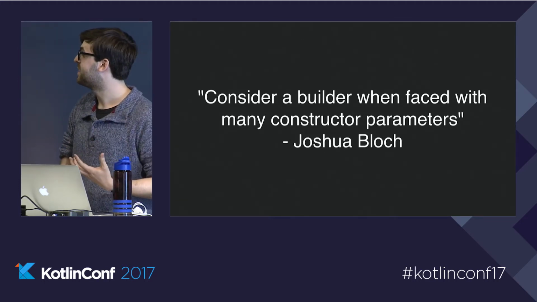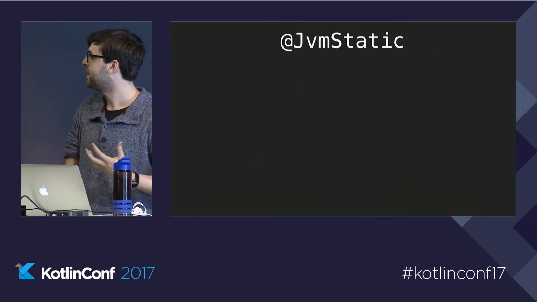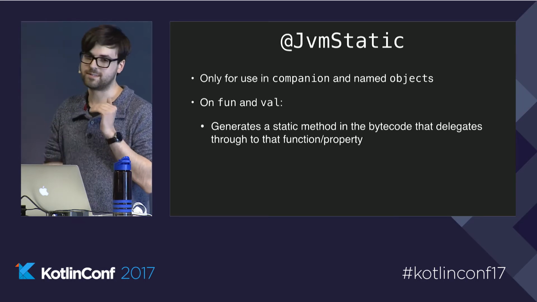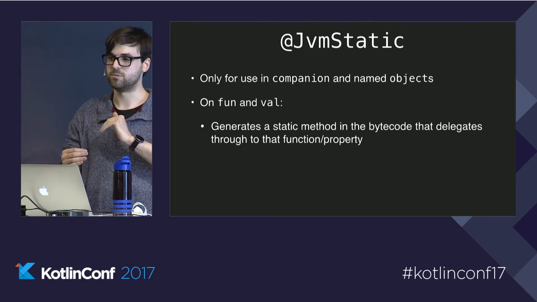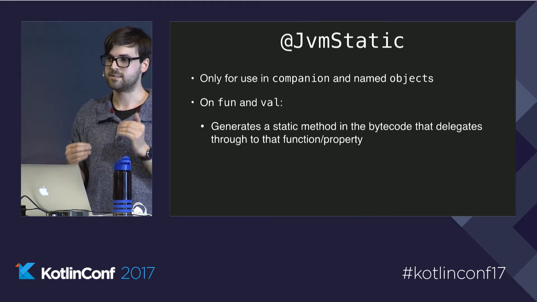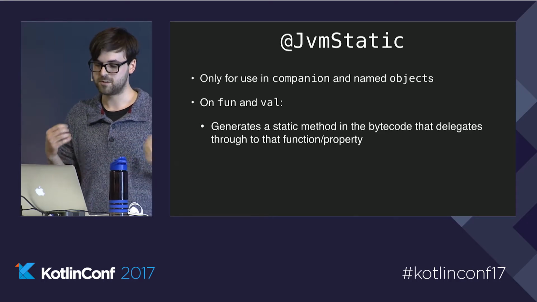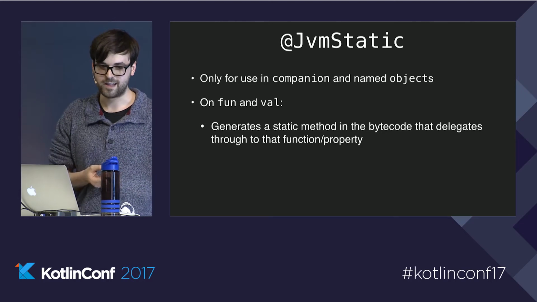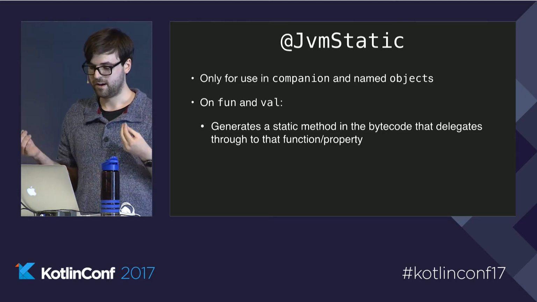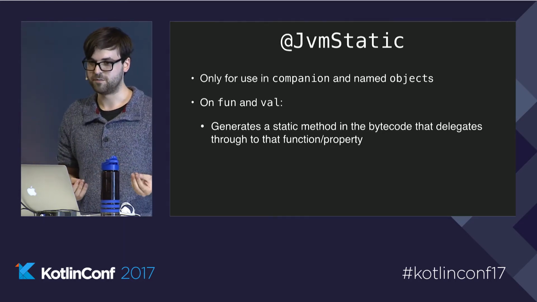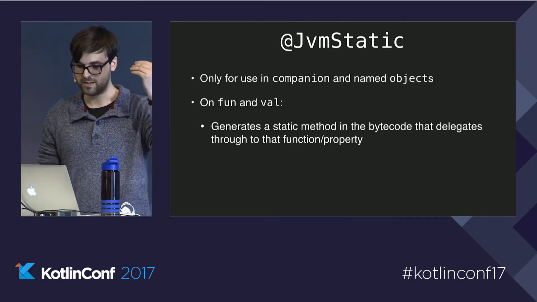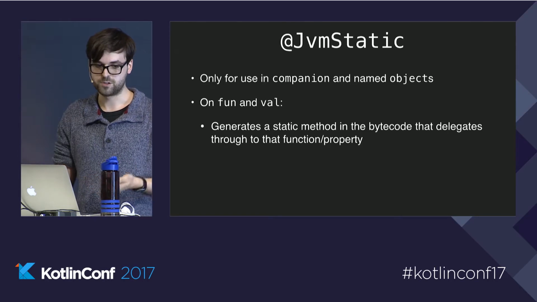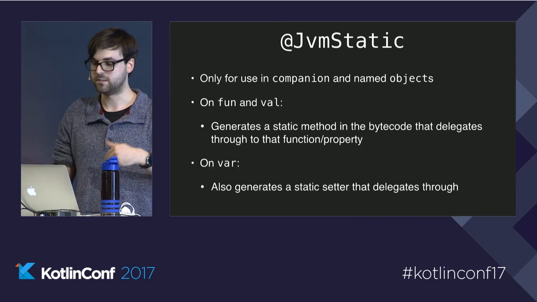Let's talk about JvmStatic for a bit. So JvmStatic is used in companion and named objects. If you put it on a function or a val, it generates a static method in the bytecode, and that delegates through to the companion instance's function, right? Because there is no static concept in Kotlin. Companion object isn't like an alias for static. It's a completely separate concept. So there is no static function generated for a companion function, and you have to explicitly say that you want it generated. And if you have a var, you're generating two of them, right? You're generating a static setter as well that delegates through.